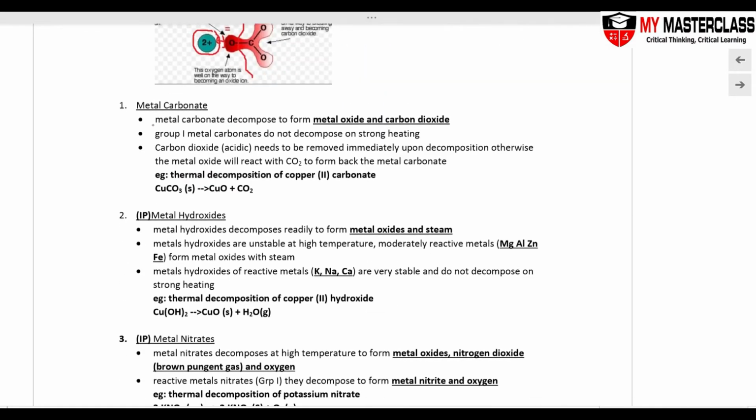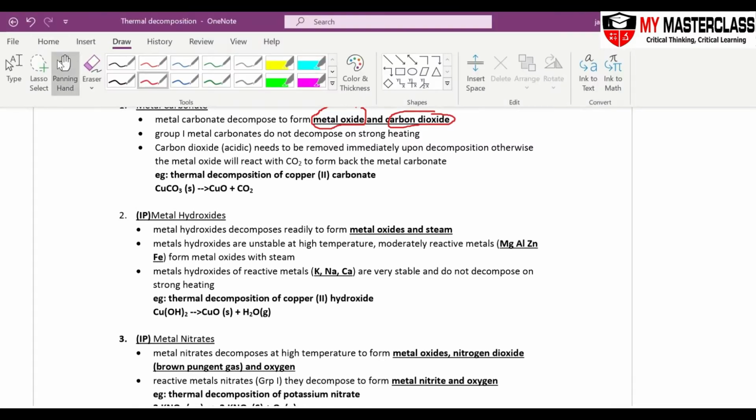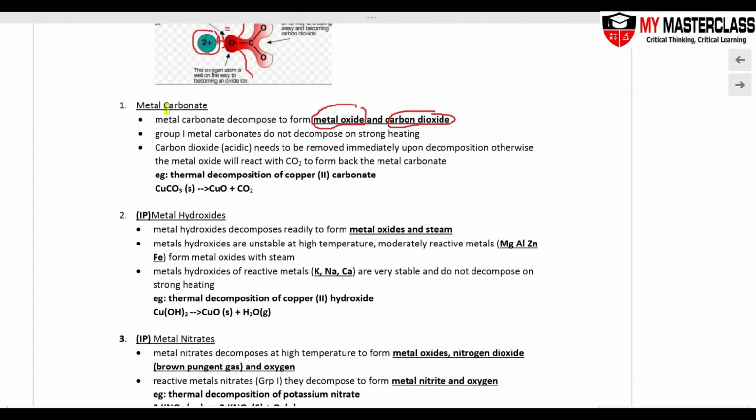Okay, so metal carbonates decompose. By now, we have to know it decomposes to the oxide and the carbon dioxide. Whenever you see a carbonate, CO3 2-, you will always think of CO2 in a reaction, and then the left behind will be the oxide. Group 1 metals do not decompose on strong heating.